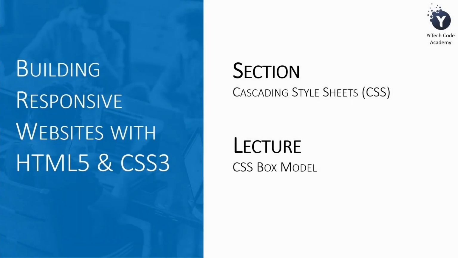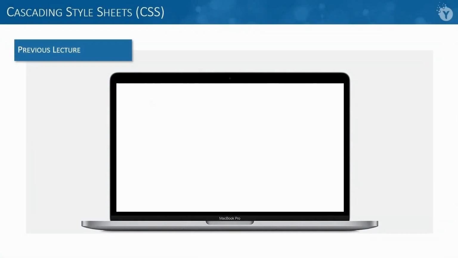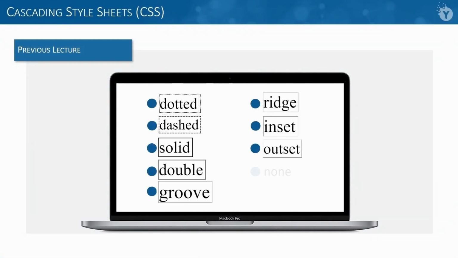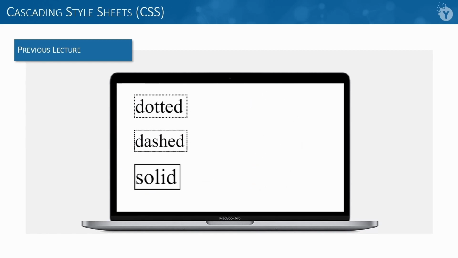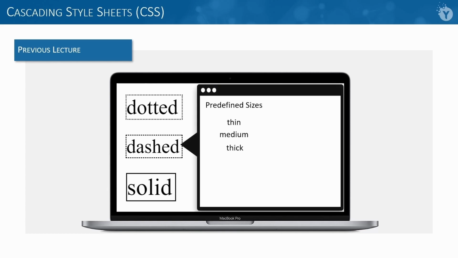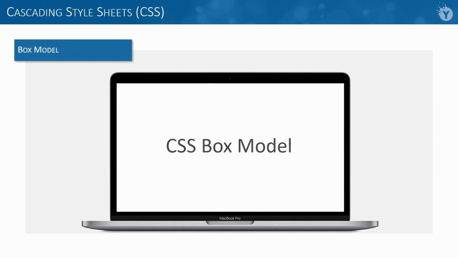Welcome to this lecture on the CSS Box Model. In the last lecture we looked at borders and how we can add various styles of border to an HTML element such as dotted, dashed, solid and so on. In that lecture I touched briefly on how borders make an element larger, but in this lecture I'll go into more detail and look at how CSS handles content, padding, borders and margins in what it calls the box model.